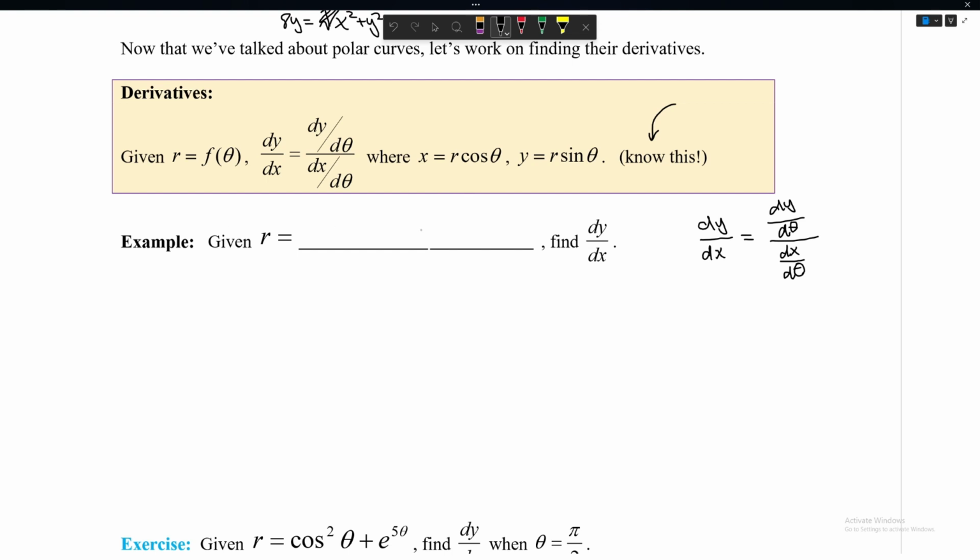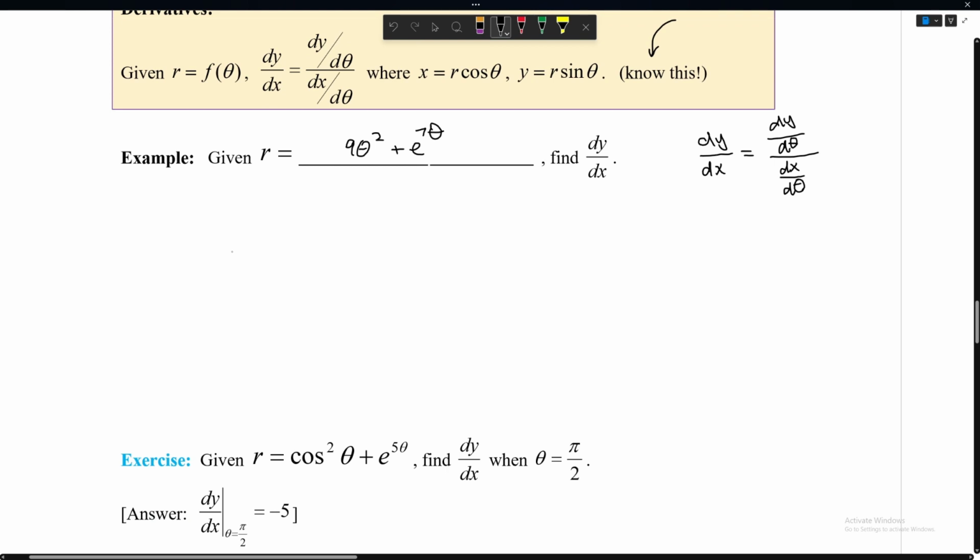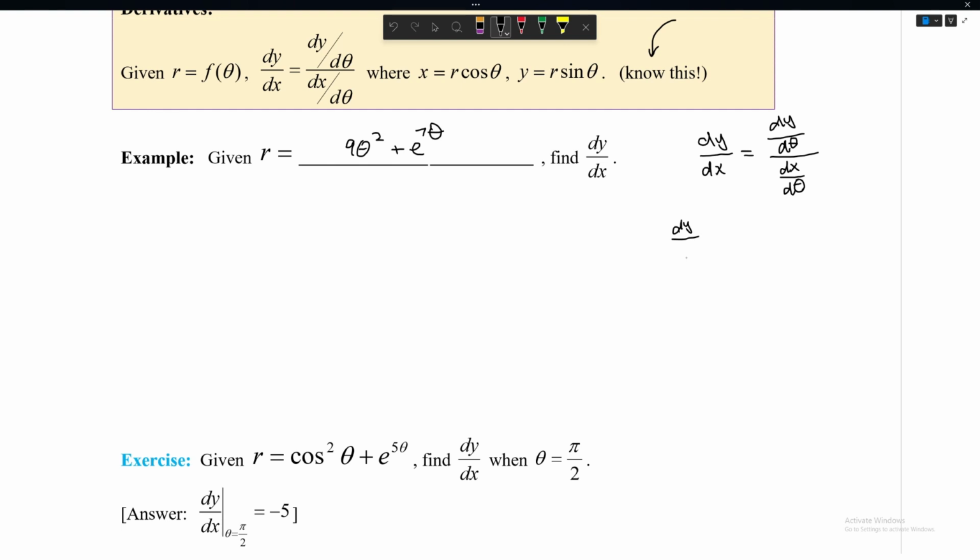And here, your teacher gave 9 theta squared plus e to the 7 theta. And it says find dy over dx. You do the same thing you used to do when you had, what did you have? I'm trying to remember. T equals? But it's the same concept. So what you want is to get your dy over d theta, and you want to get your dx over d theta.